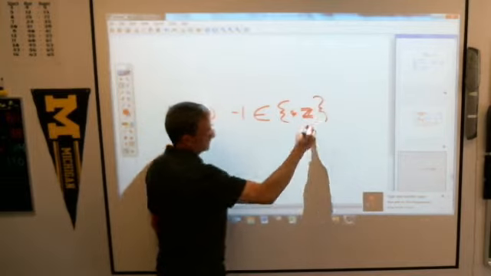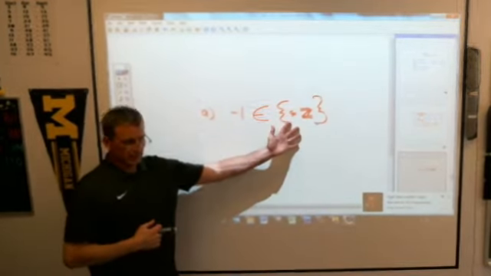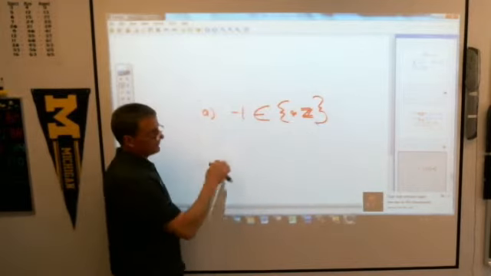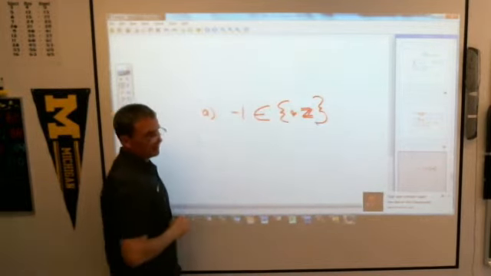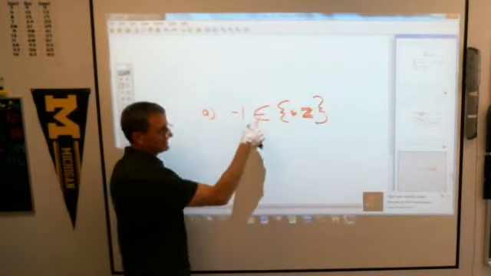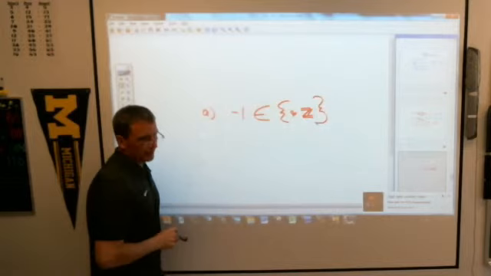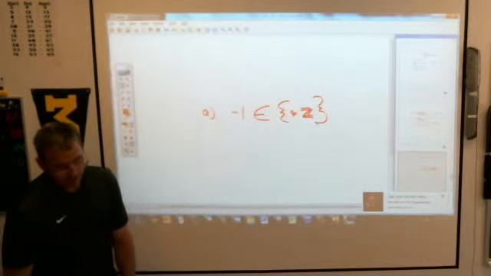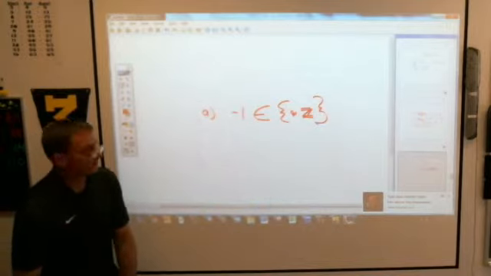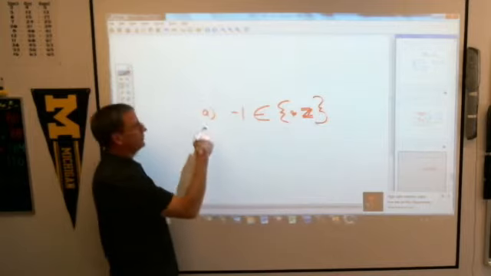Now the question is, if it's true, you leave it just like it is. If it is not true, if -1 is not in the set of integers, you put a little slash mark through that symbol. Then it would say -1 is not an element of the set of integers. Is -1 an integer, yes or no, Zach? Zach? Is -1 an integer? Yes, it is. Thank you. If you look, integers are positive and negative whole numbers.